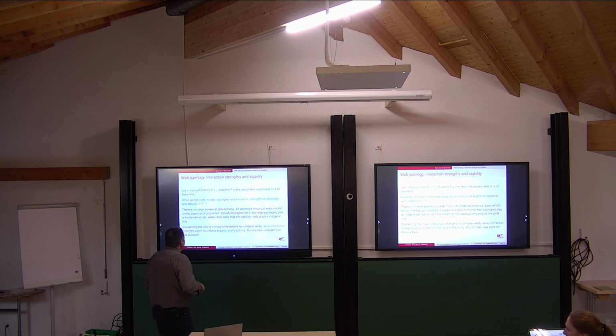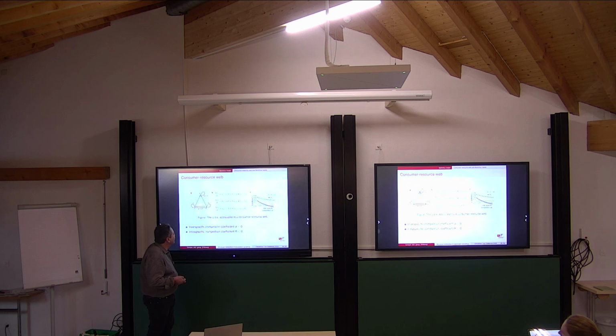And so, what are the roles of topologies and interaction on feasibility, positivity, no extinction, and stability? As I said, there is no clear answer at present time. And now I will introduce a second class of model, which is of very strong use in many areas. It is just a Lotka-Volterra system with two layers.